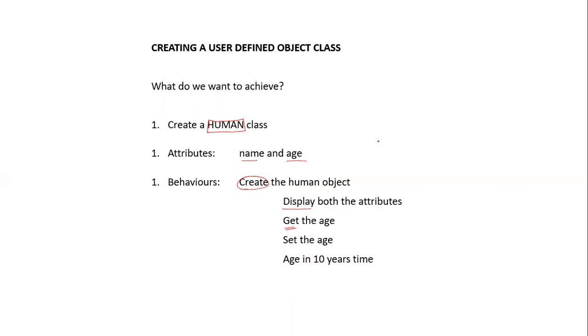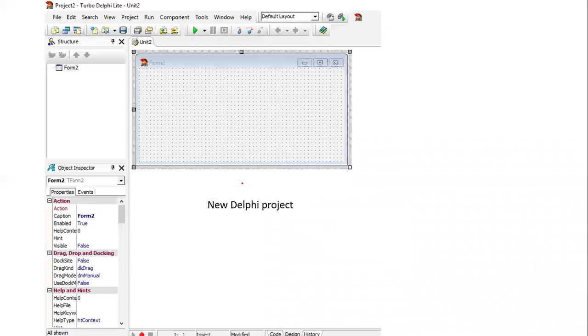So this is what I want my blueprint for this human class to look like. Let's look at how we implement this in Delphi. Let's assume we have Delphi started up and it's a new project that has started. In this instance, this is unit 2, and this is my form. I've got nothing stored on my form.